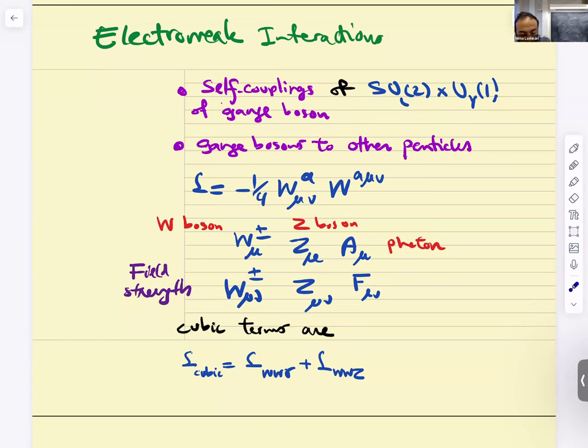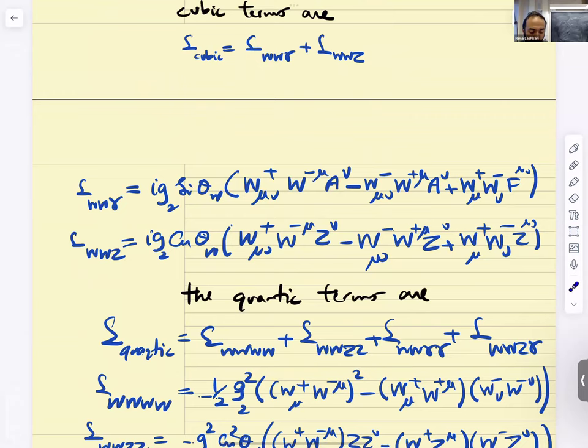Okay, let's see explicitly. WWγ is going to be i g2 sine theta W, then W plus minus W minus. So this is the field strength, and two gauge fields. This is the field strength of W minus, W plus. This is perhaps the clearest use of it, right? So this is a W minus, this is the field strength W plus, and this is the photon, right? Hopefully these are clear.